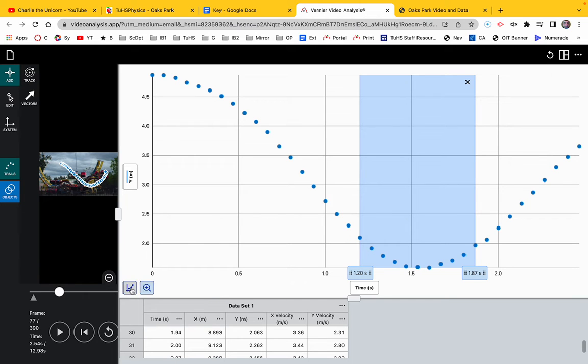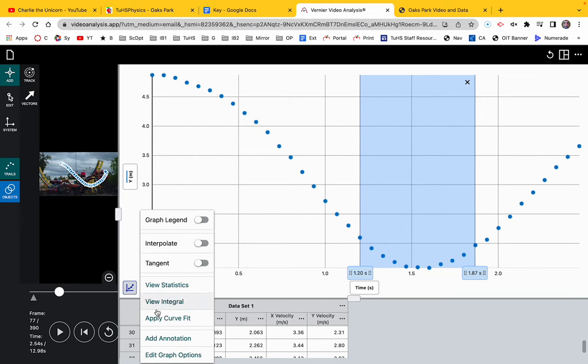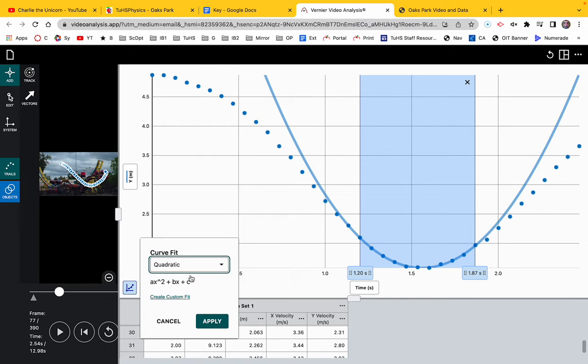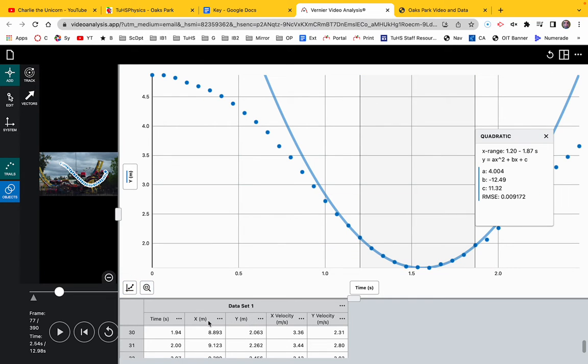Then I'm going to stick the curve fit on here. Linear is not so good. Quadratic is really nice. And there you go. You can see that half of the acceleration seems to be about 4. So this thing's accelerating up at about 8 meters per second squared, because remember, this coefficient A is half your acceleration. So that's an example of an upward acceleration.